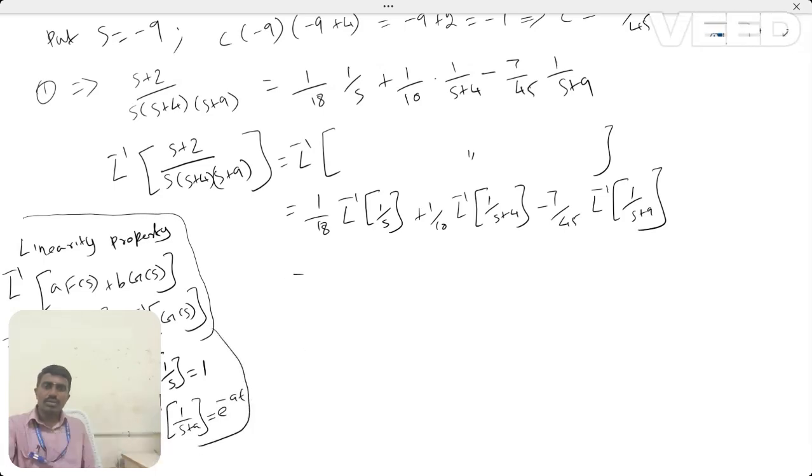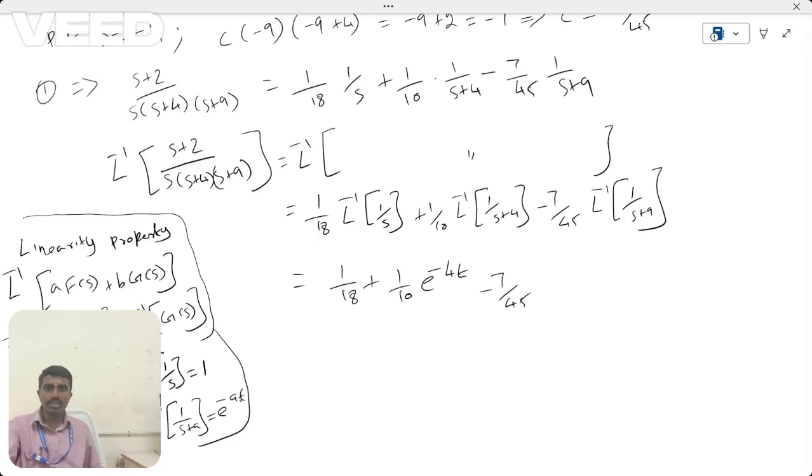So here what you may get, L inverse of 1 by s is 1, so 1 by 18 into 1, so 1 by 18 plus 1 by 10 into L inverse of 1 by s plus 4. L inverse of 1 by s plus a is e power minus at, so a equal to 4 here, so e power minus 4t, minus 7 by 45 into, this is also in the same form. 1 by s plus 9 is 1 by s plus a. L inverse of 1 by s plus a is e power minus at. So e power minus 9t. So this is the required inverse Laplace transform.